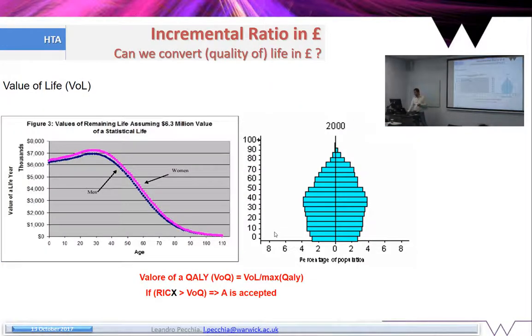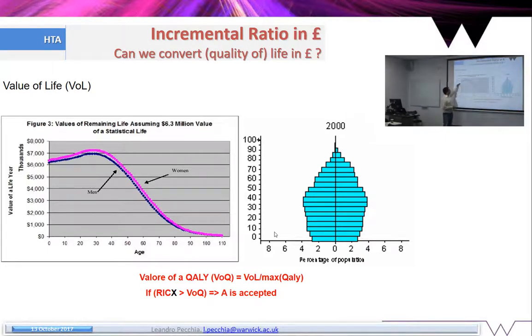So, this is the value of life. That's one of the techniques which you can use in order to quantify the utility function in terms of pounds. The upper curve is the value of life of women according to their age. So when you are 30 years old, the value is a bit old, but you have a value of life for each year of life for women, and the blue one is for men.